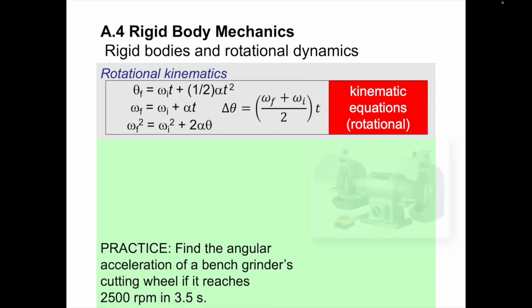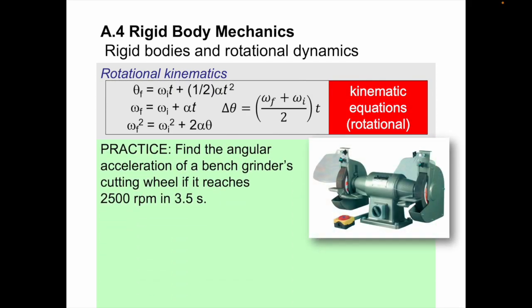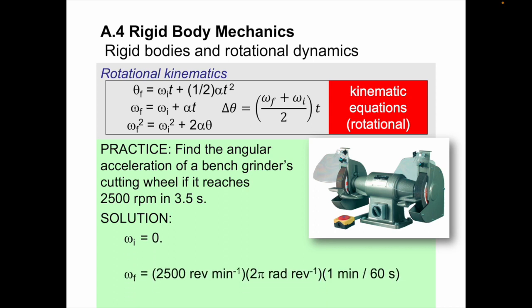So let's take these and try out a practice problem. Find the angular acceleration of a bench grinder's cutting wheel if it reaches 2,500 RPMs in 3.5 seconds. Pause the video, see if you can try it out first. Come back in a moment. Hopefully you've paused for a moment. Now let's take a look at what we're doing to solve this.